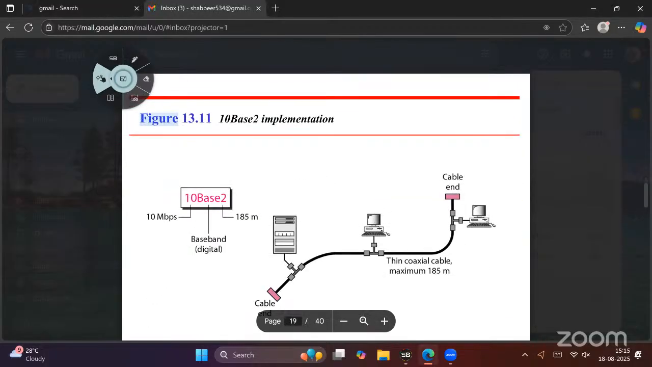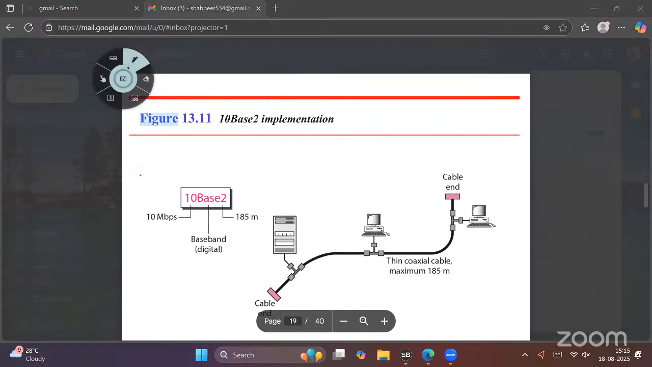Next, 10Base2. Speed is 10, base is baseband, so we transfer the data in digital form. How much distance can we transmit? 185 meters. So for this distance, which topology can we use? This is also bus topology, where only one backbone cable is required.